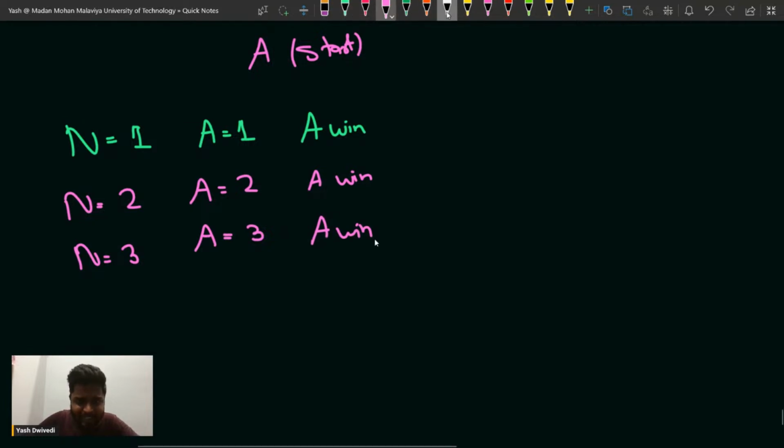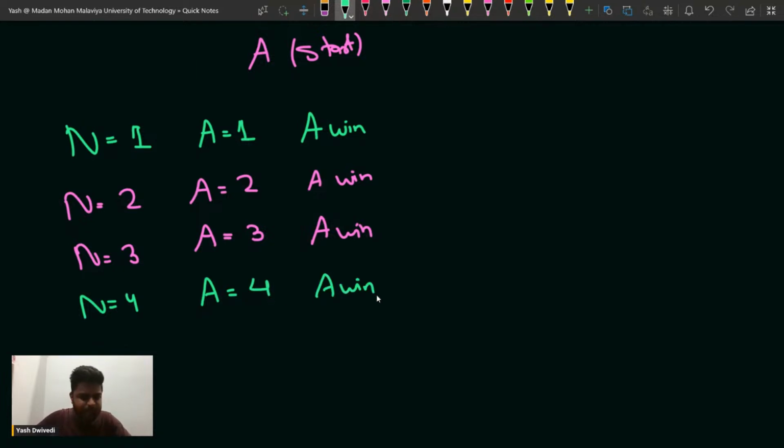So can I say that n is equal to 1 is a winning state? Please write yes in the chat. If any player gets n is equal to 1 at a certain point of time, then he is going to win. If any player gets 2, then also he is going to win. If any player gets 3 matchsticks, then also that player is going to win. If any player gets 4 matchsticks, either A gets or B gets, since A is starting, A will get 4 matchsticks, so A will win here. So these are all the winning states. Is that clear to everyone?